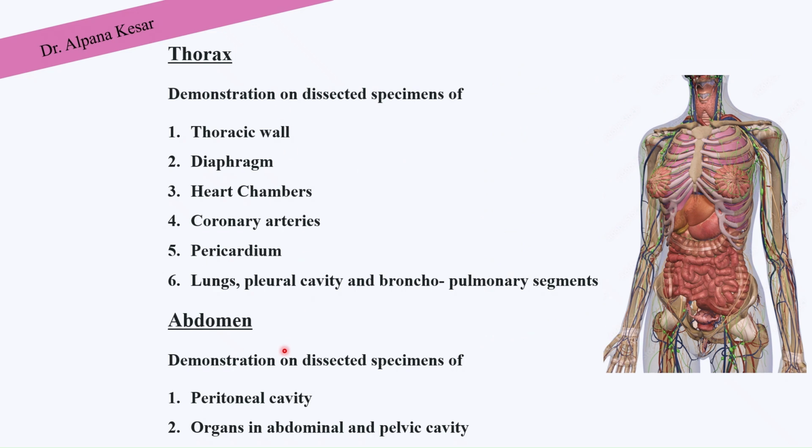In thorax and abdomen, only demonstration on the dissected specimens of the following structures has to be done. They are thoracic wall, diaphragm, heart chambers, coronary arteries, pericardium, lungs, pleural cavity, and bronchopulmonary segments. In abdomen, peritoneal cavity, and organs in abdominal and pelvic cavity. This is done to give an overview of structures in thorax and abdomen to the first year dental students.